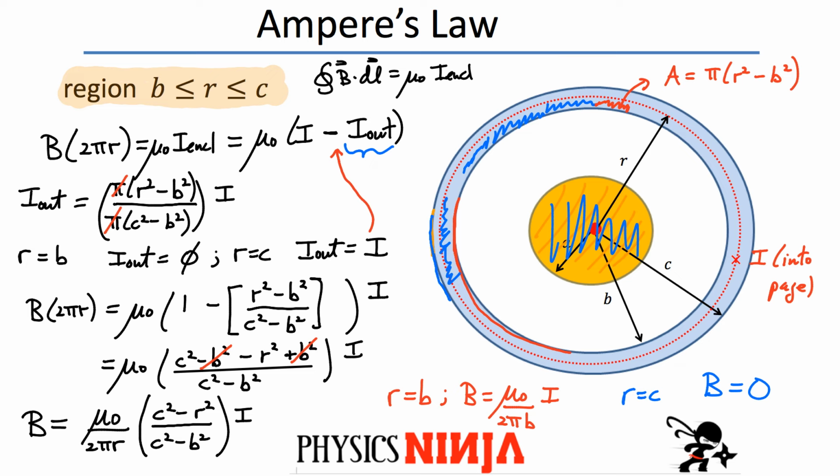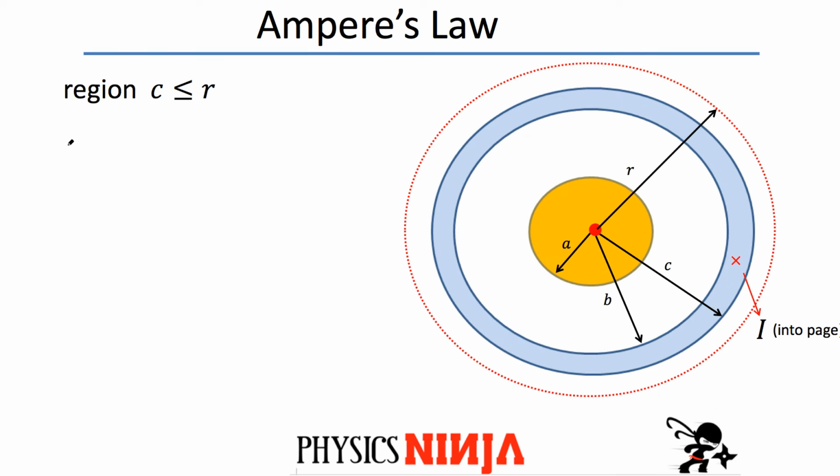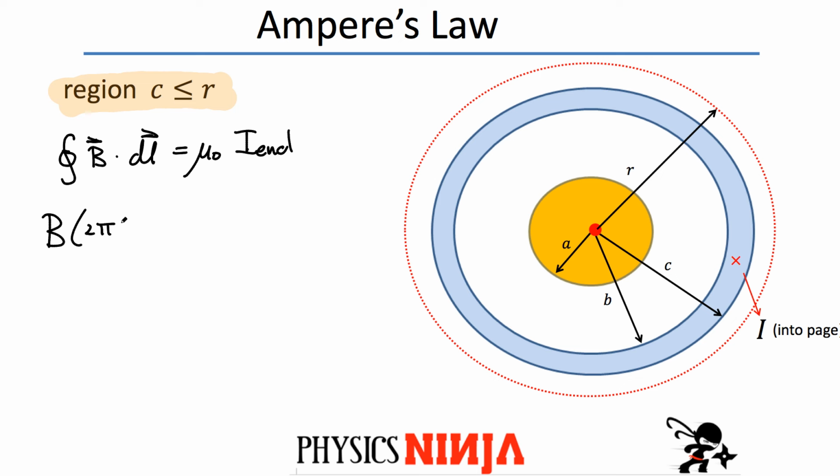All right, good job. The last region is the easiest one, at least for this problem. Again, Ampere's law: the integral of B dot dl must be equal to mu zero times the current enclosed by my loop. Now I'm looking for the field in the region outside of the coax cable. In that region, you have to place a loop outside of the cable. Now we start with the left-hand side, always the same for cylindrical symmetry: B 2 pi r equals mu zero.